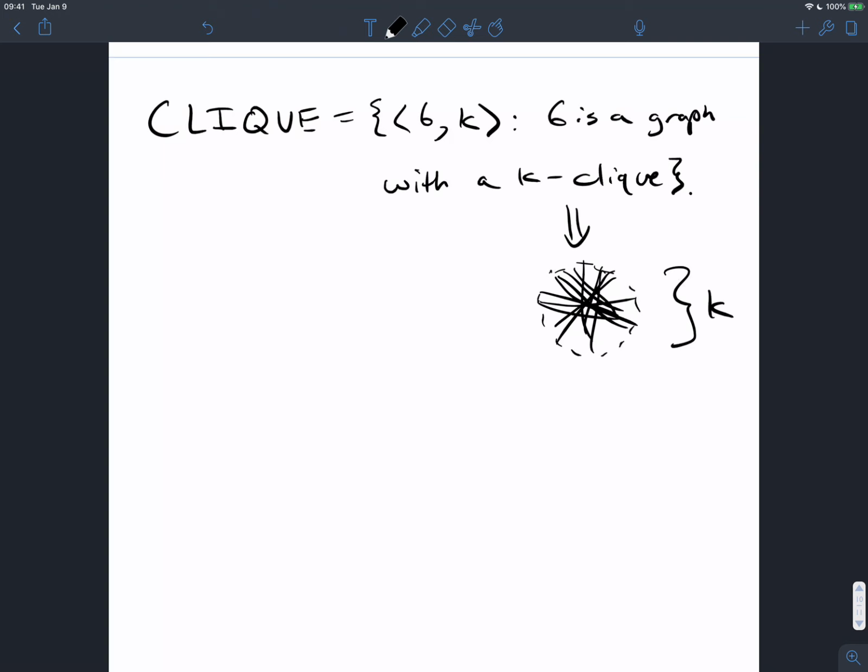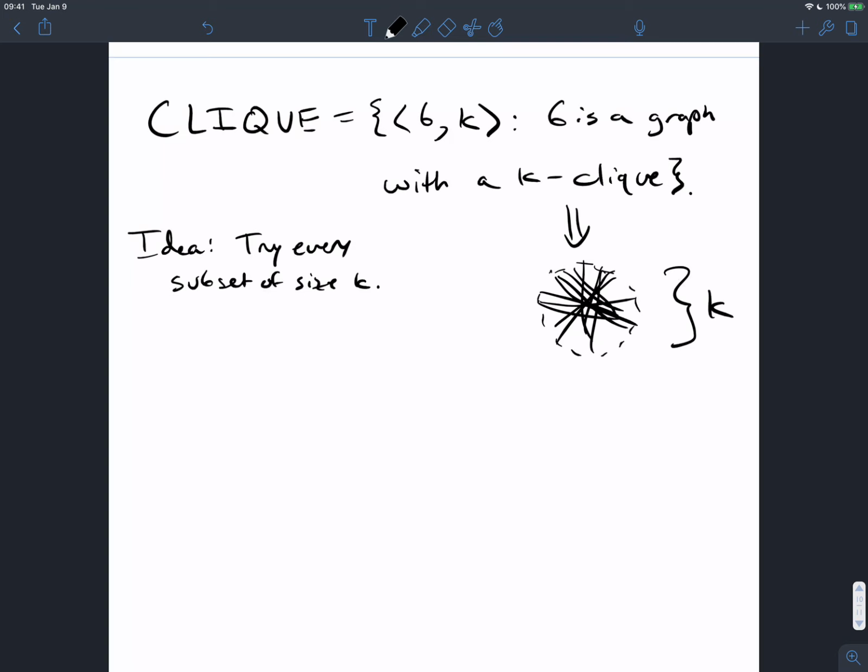So what would be an algorithm for this? Ignore the certificate for a second. What's just an algorithm for this? How about we just try every subset of size k? Right? Just try every subset. So the idea: try every subset of size k, and then for each one, just check if all the edges are there.